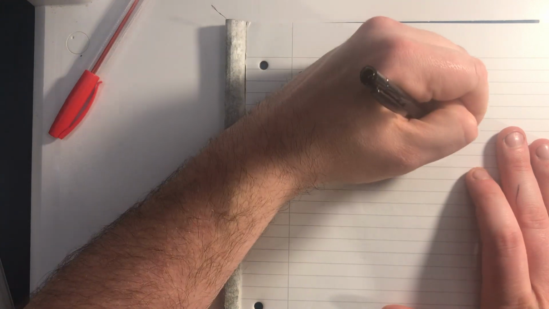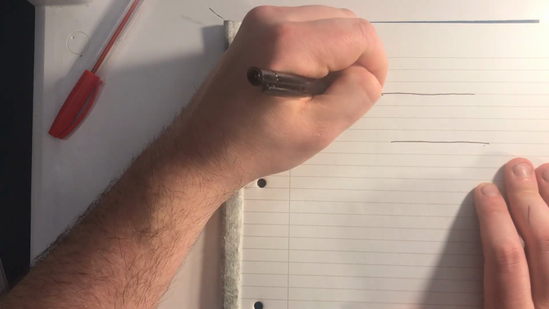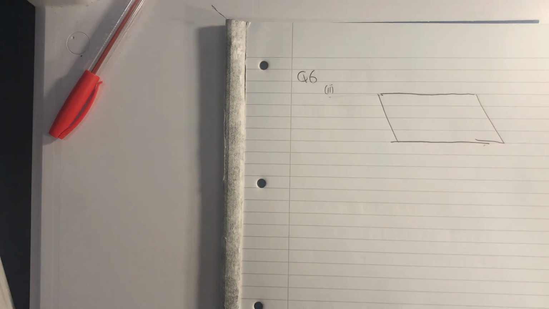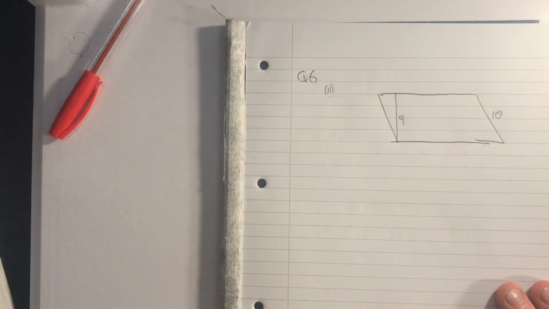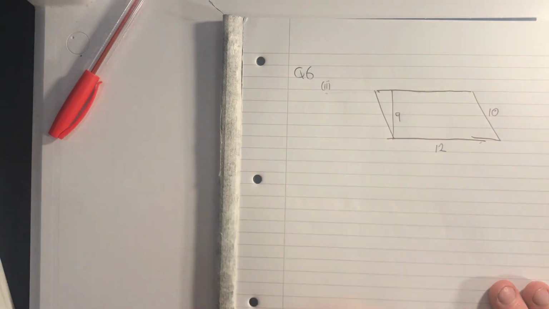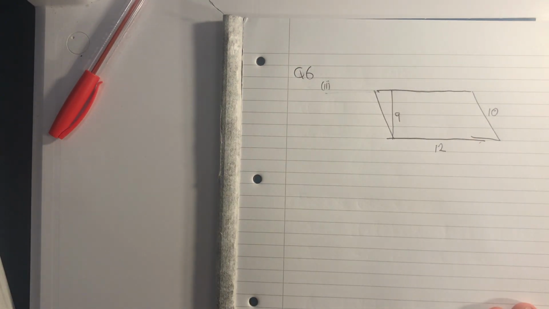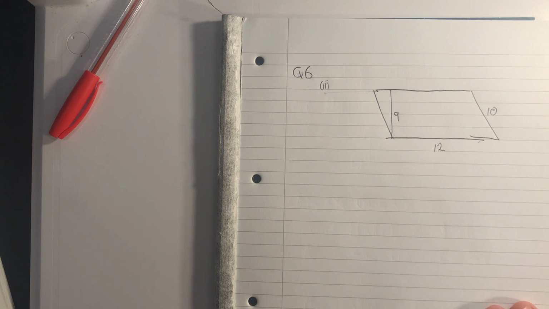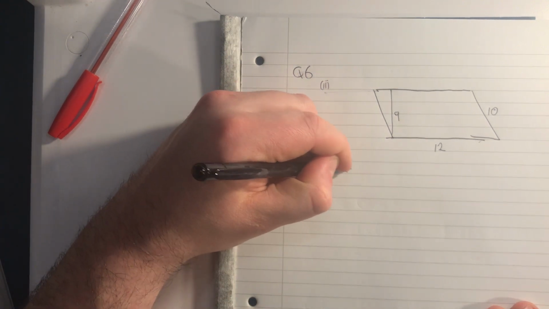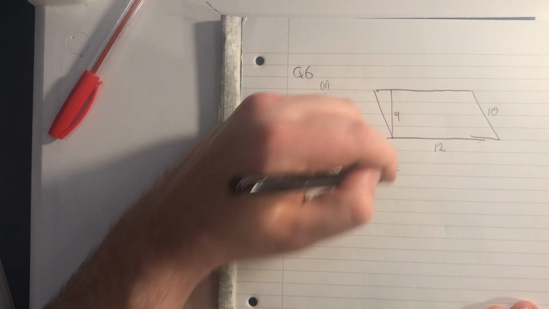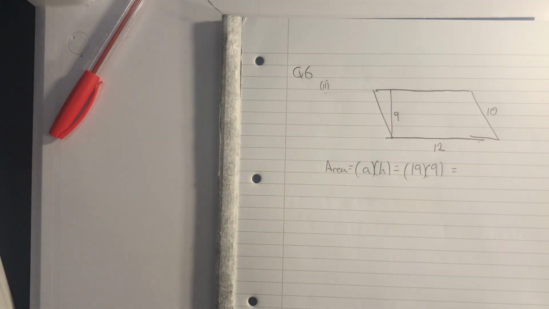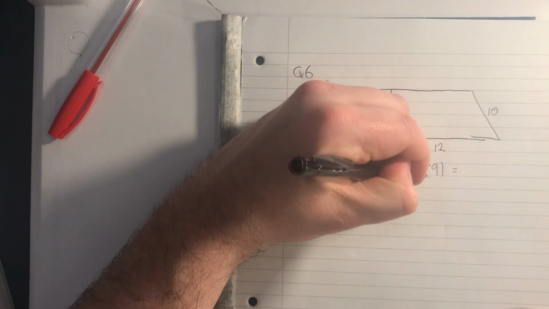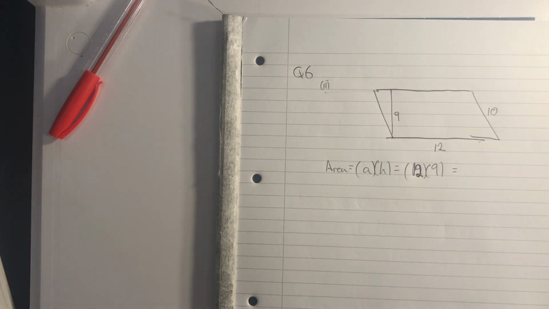Right. And it is 9 centimeters high, 10 centimeters on that flank, and the base is 12 centimeters. And we're asked to find the area of each of these parallelograms. Well, area of a parallelogram is equal to A times H, which is equal to 12 times 9. 12 times 9 is 108, is it?